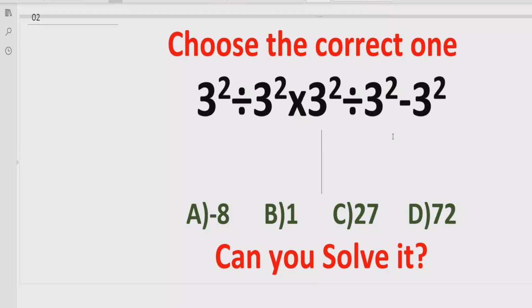In the answer list we have four answers. A is -8, B is 1, C is 27 and D is 72. So let's see after solving which answer is correct.